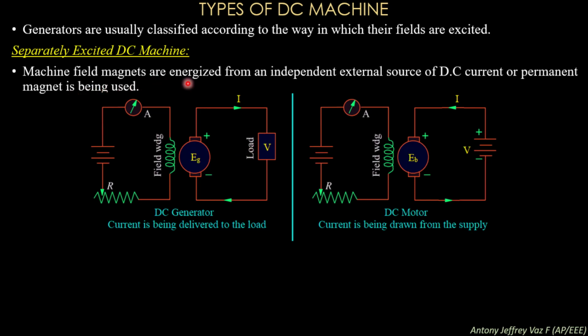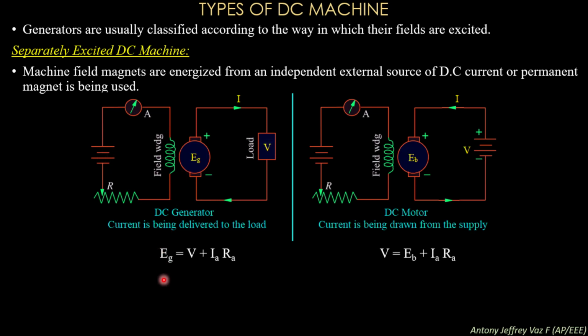Machine field magnets are energized from an independent external source of DC current, or a permanent magnet is being used. So in this case, in self-excited or separately excited machines, the field windings are excited with the help of a DC source.